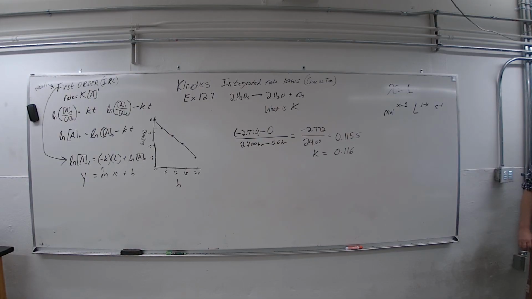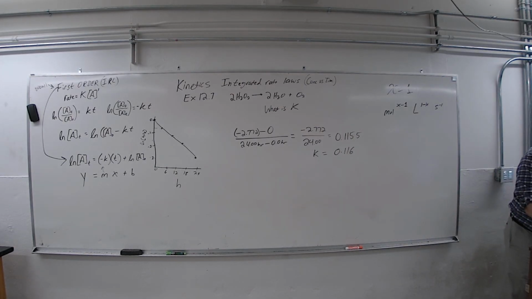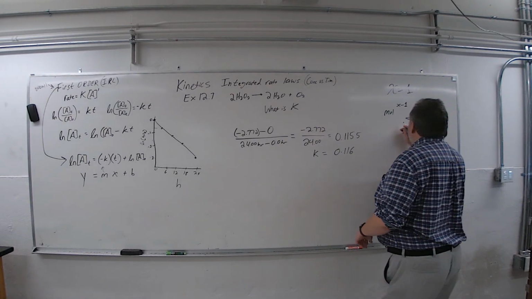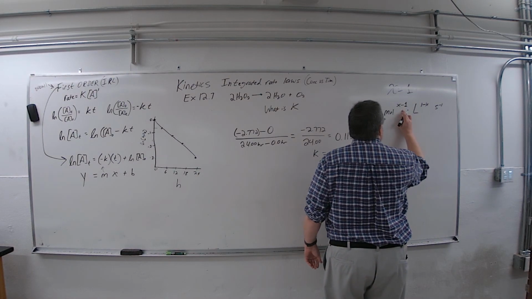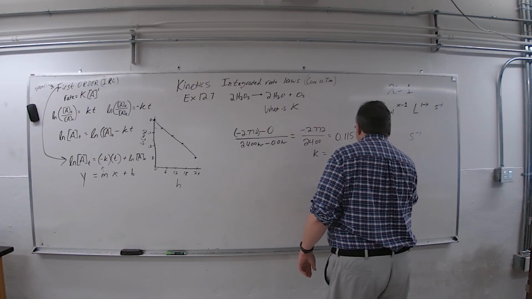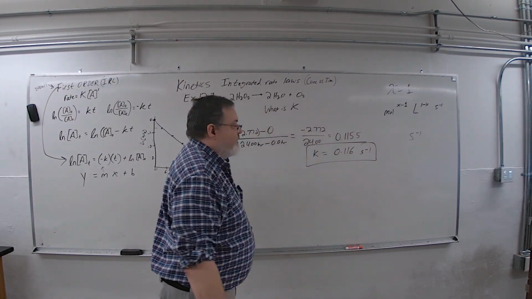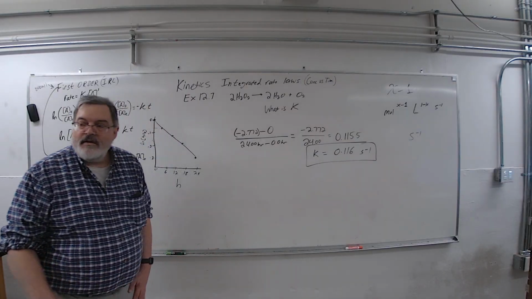Yeah, I did it right. 1 minus x. So the units are first order. 1 minus 1 is 0, 1 minus 1 is 0. First order is s to the negative 1. So there's the answer. Whether you did 4 significant figures or 3, don't worry about that.